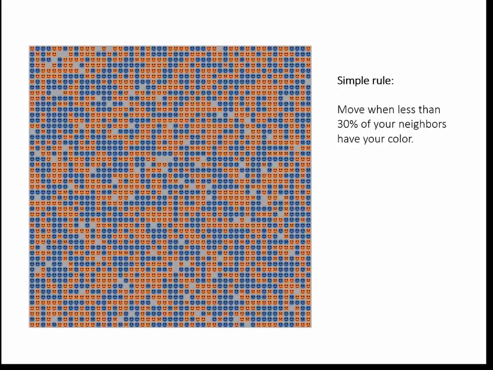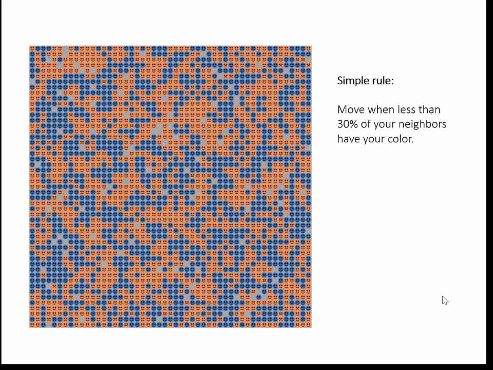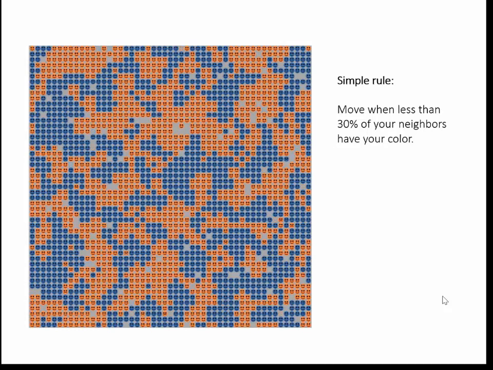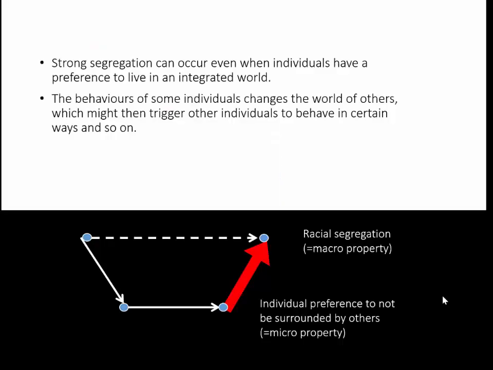Now the interesting thing is, when we let that play out, you see individuals moving around, and the result is that we create a world that is pretty segregated. You already see completely red areas emerging, completely blue areas emerging. Now for most people, they will be surrounded by much more than 30% similar people. In some cases, we get almost complete segregation, even though people would have been fine with being surrounded by lots of different people. That's a prime example of how individual behaviors do not necessarily lead to the macro outcome.